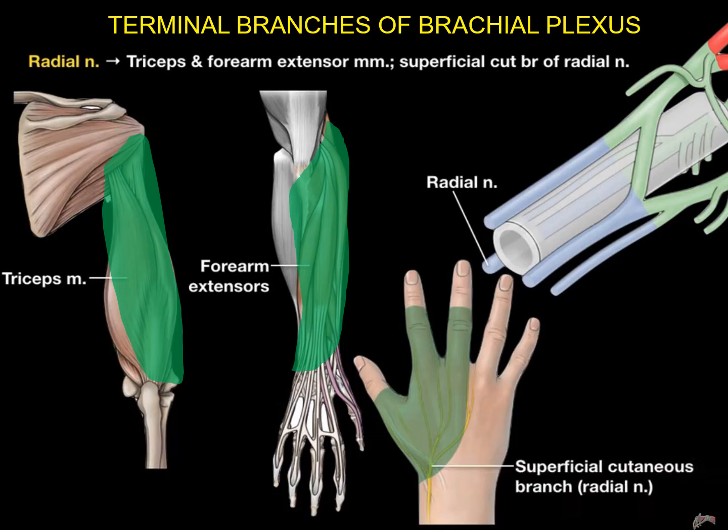Branches of the radial nerve innervate the triceps and skin over the triceps, forearm extensors and skin over the forearm extensors, and skin over the first, second, and third finger on the dorsal side of the hand.